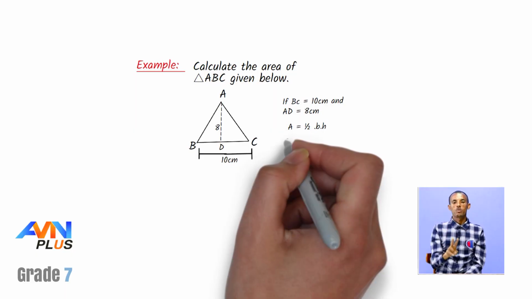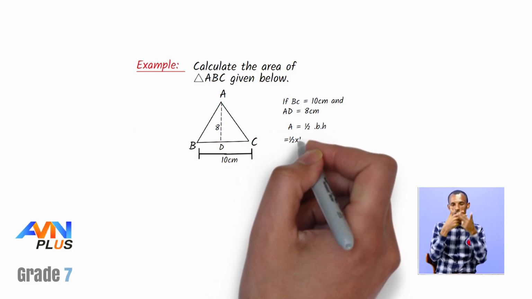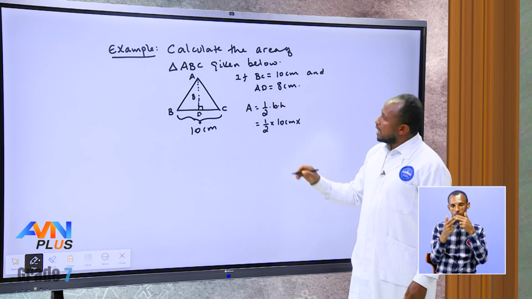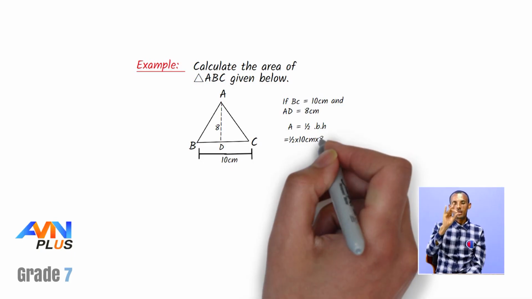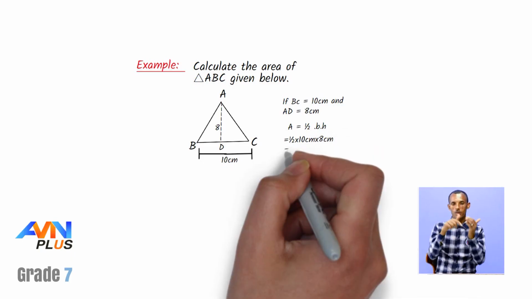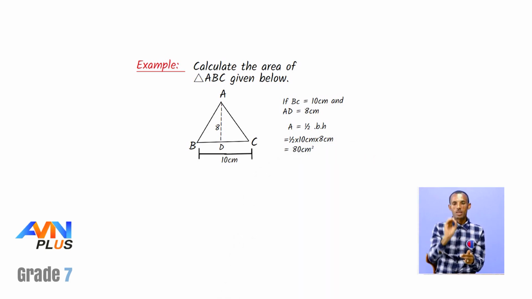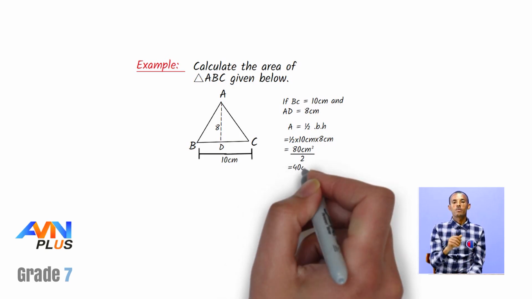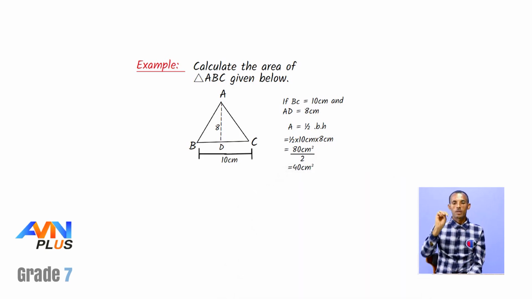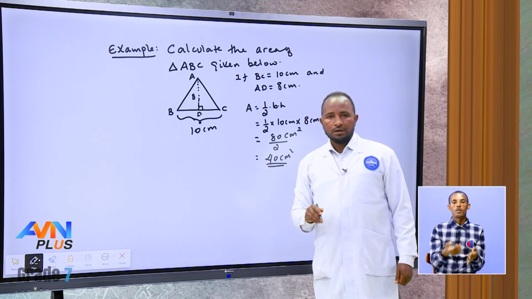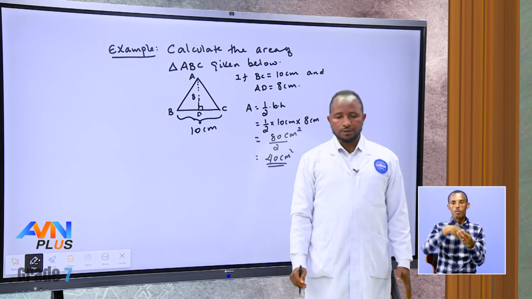Therefore, its area will be half times the base, which is 10 centimeter, times the height, which is 8 centimeter. Therefore, 10 times 8 is 80 centimeter times centimeter, which is square centimeter, divided by 2. You will have 40 square centimeter. So this will be the answer. Now let me give you one more example for this.